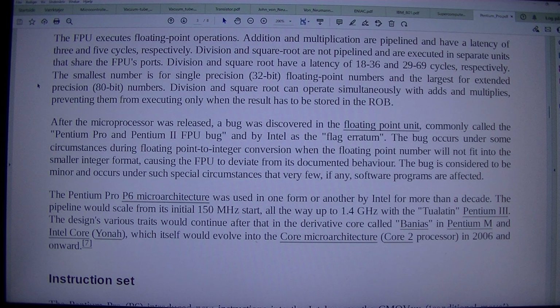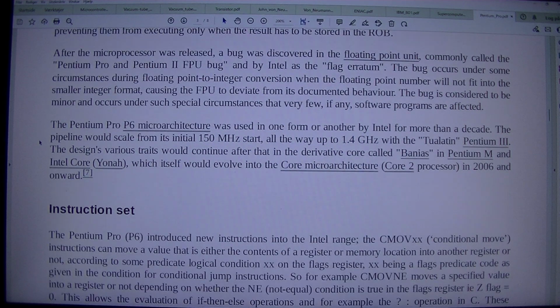After the microprocessor was released, a bug was discovered in the floating point unit, commonly called the Pentium Pro and Pentium II FPU bug, and by Intel as the flag erratum. The bug occurs under some circumstances during floating point to integer conversion when the floating point number will not fit into the destination integer format, causing the FPU to deviate from its documented behavior. The bug is considered to be minor and occurs under such special circumstances that very few, if any, software programs are affected.